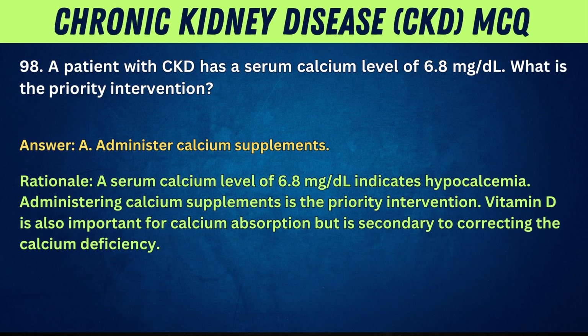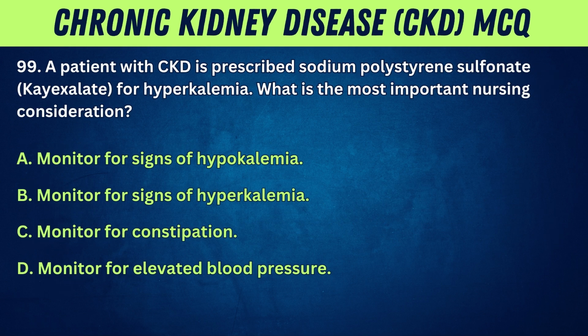Rationale: a serum calcium level of 6.8 milligrams per deciliter indicates hypocalcemia. Administering calcium supplements is the priority intervention. Vitamin D is also important for calcium absorption but is secondary to correcting the calcium deficiency.